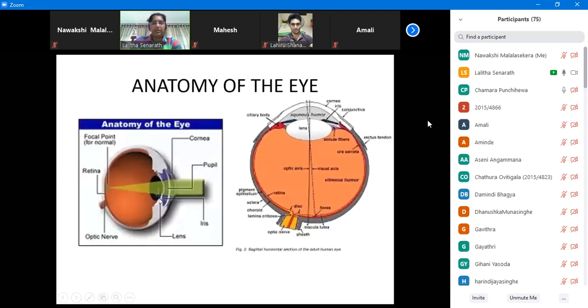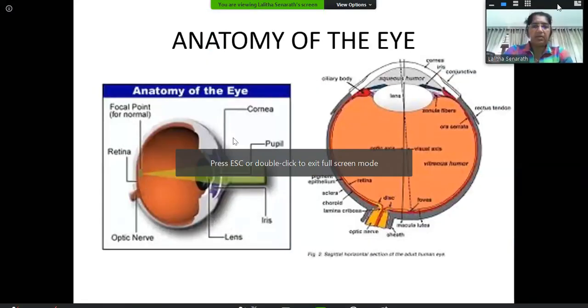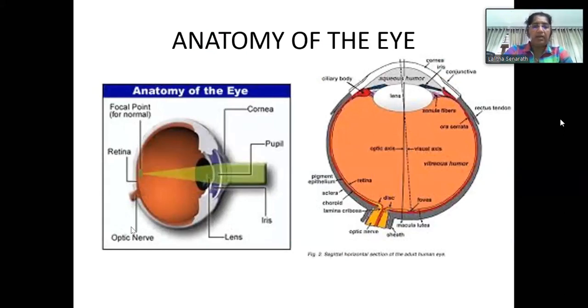This is the eyeball. Just to remind you of the anatomy, this is the eyeball and the cornea up to the fovea. The media should be very clear to transmit the light rays from the object to form a clear image on the fovea. Therefore, all the structures from the cornea up to the fovea should be very, very clear.